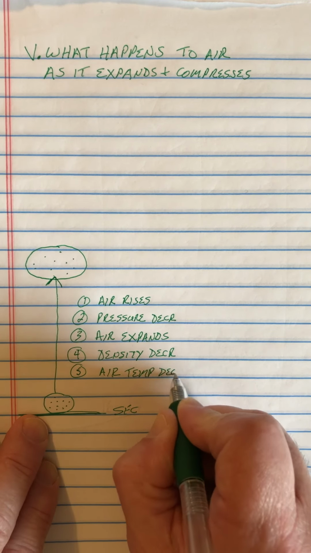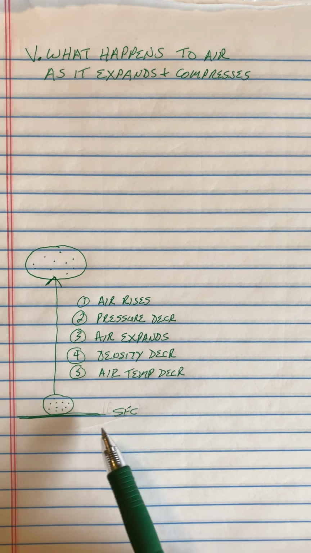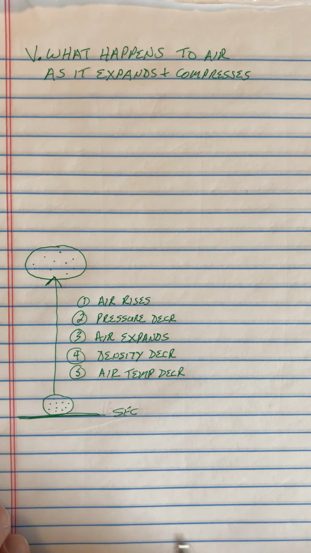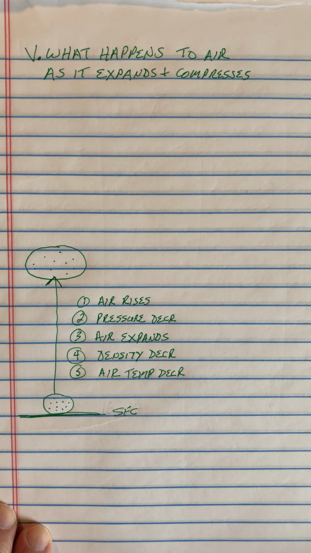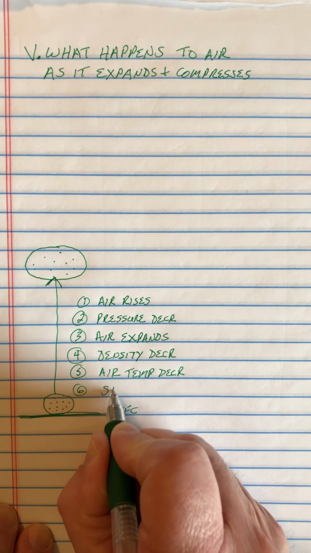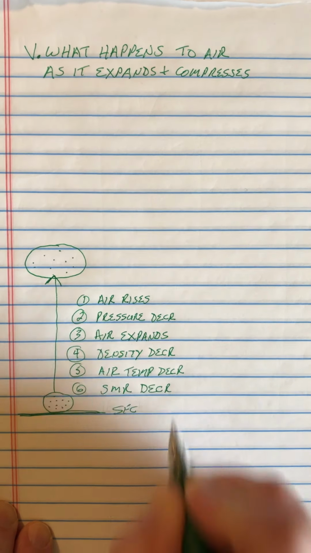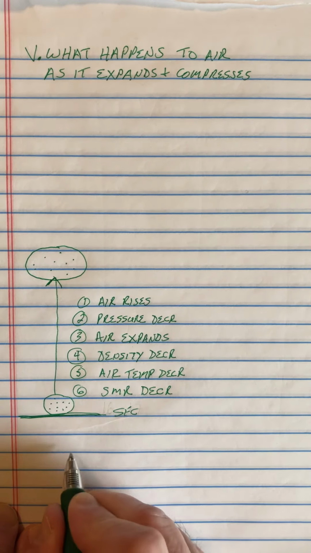So you see all of these things going on as air rises. As the air rises, the pressure decreases, the air expands, the density decreases, and the air temperature decreases. Now remember what we said earlier in this chapter: if you know the air temperature, you know the saturation mixing ratio. If you know the saturation mixing ratio, you know the air temperature. It works back and forth off of that saturation mixing ratio table. So if the air temperature is decreasing, then the saturation mixing ratio of the air is going to decrease.